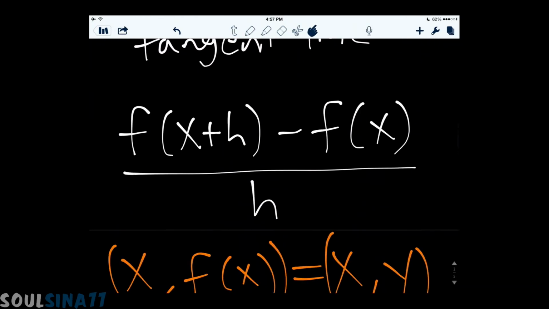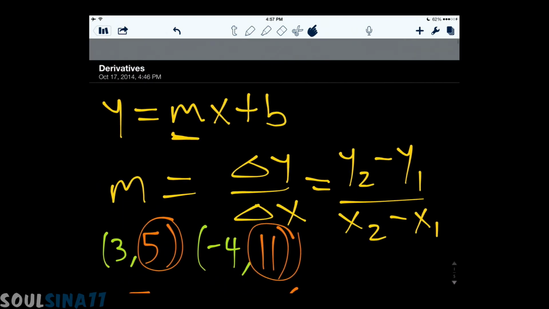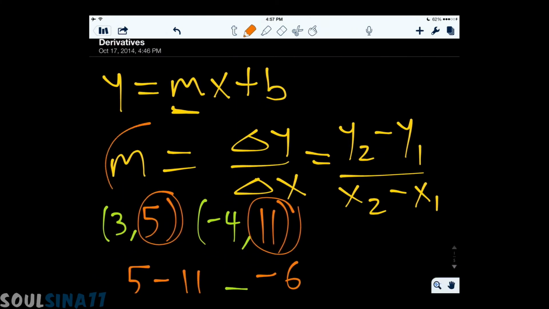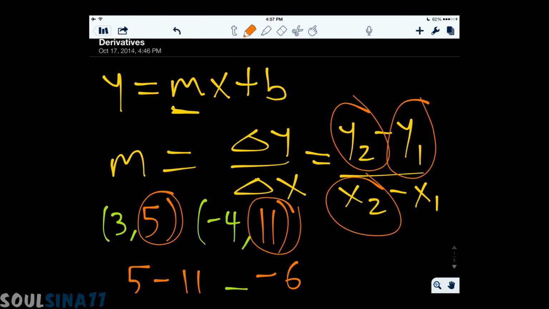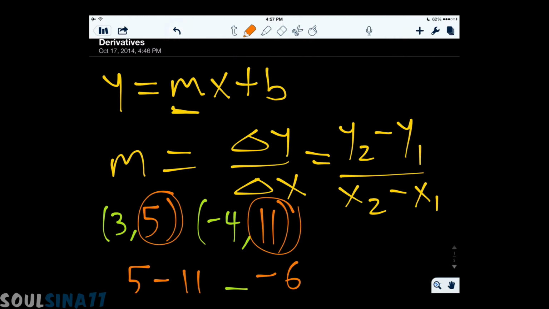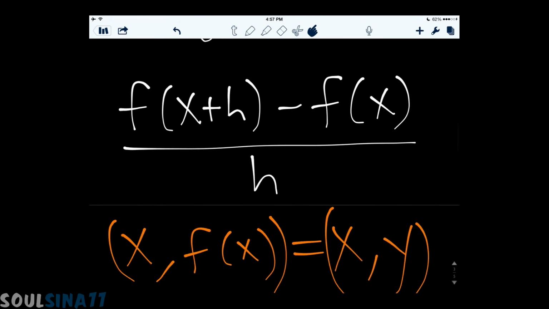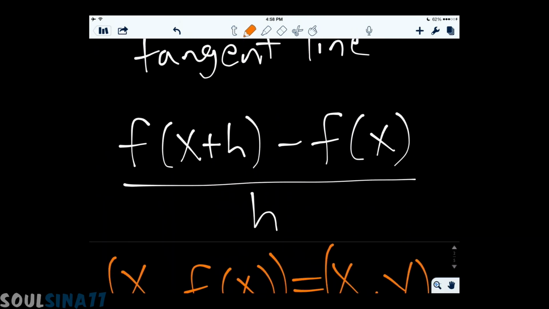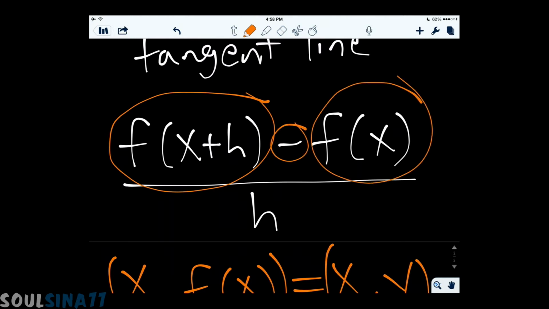So back up here, let's go all the way back up here, okay? We talked about slope and how slope is defined as y2 minus y1 over x2 minus x1, okay? How does that relate to the difference quotient? So take a look at this. y2 minus y1, and then you actually have x2 minus x1 down here. What I'm not showing you is x plus h minus x.